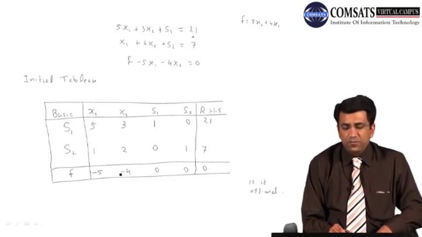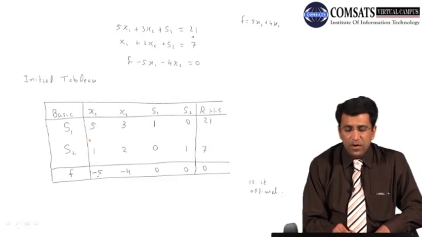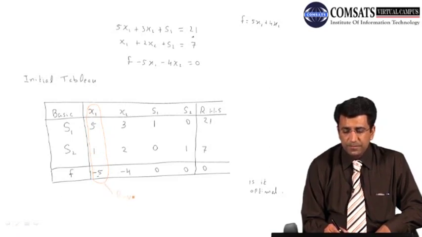Before going to the next step, we'll have to point out certain values here. We have found that this is not giving us the optimal solution. In the next step, we will find the minimum value of the coefficients in this objective function. The minimum value in this objective function is -5. So what we will do is mark this particular column, and this column is usually referred to as the pivot column.